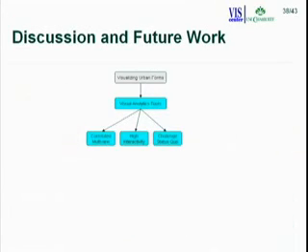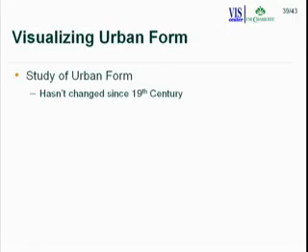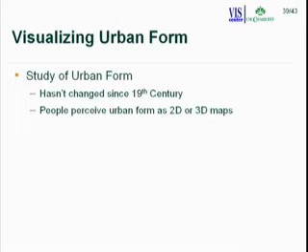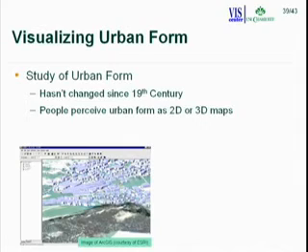The second half of this research direction is on visualizing urban forms. This is a very interesting problem for the architects, because they mentioned that the study of urban form really hasn't changed at all since the early 19th century. People today are still looking at urban forms as either 2D or 3D maps. For example, this is something taken from ArcGIS, which is a product by Esri. And this is what people normally look at when the urban planner is looking at an urban model.